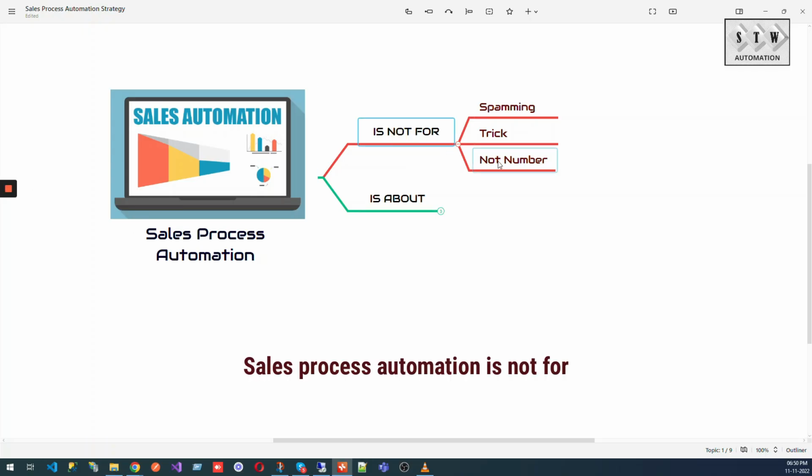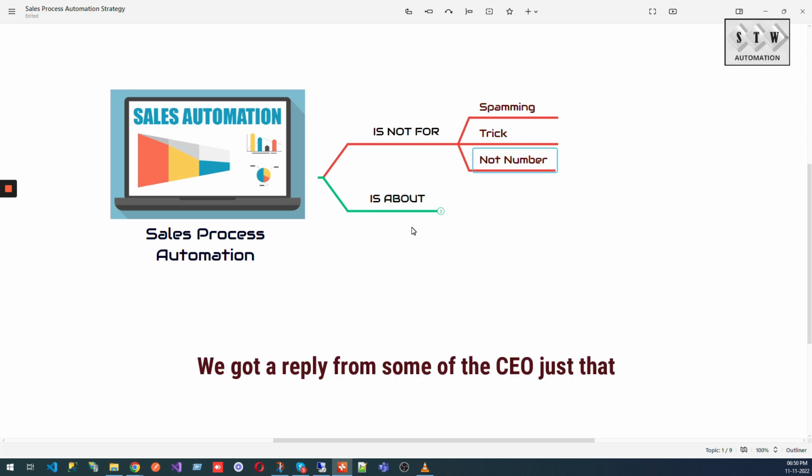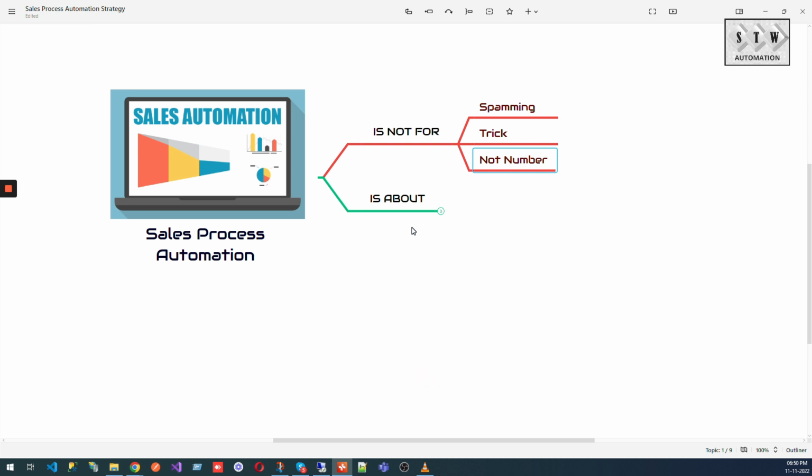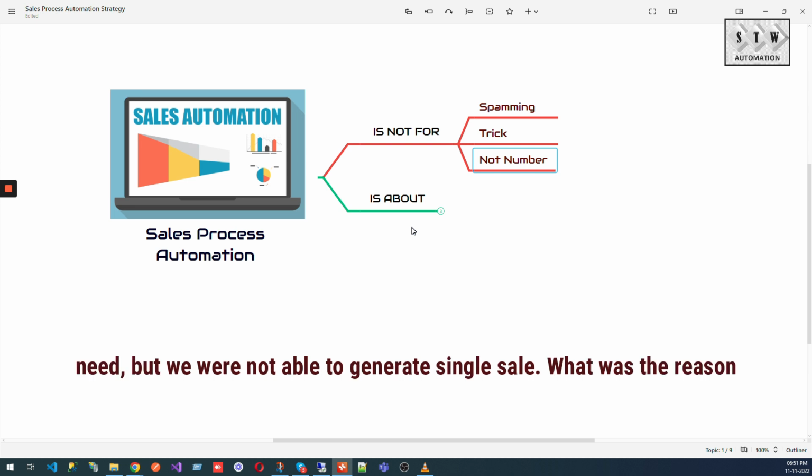Sales process automation is not about numbers. How many of you think that if you have a bigger database and you are sending messages on a regular basis, you will be able to generate more and more sales? That is how we think. I hired a person long back. We purchased a database from a person on LinkedIn, a list of CEOs in the US, and we started sending a lot of emails. We got replies from some of the CEOs, just saying that we will keep you in mind. We will connect with you whenever we have a need. But we were not able to generate a single sale.